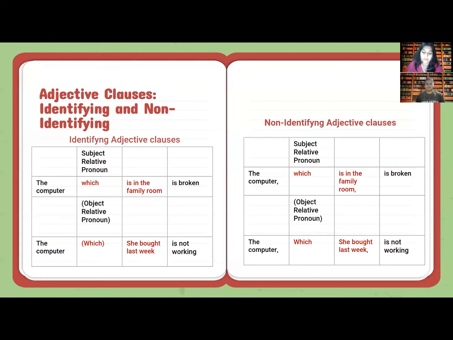Some important characteristics about non-identifying adjective clause are that we can omit any relative pronoun with non-identifying adjective clause. In written English, the clause is separated by a comma. For example, the computer, which is in the family room, is broken. And in spoken English, it's separated by a short silence. For example, the computer, which is in the family room, is broken. I'm making silence between them. Next, please.